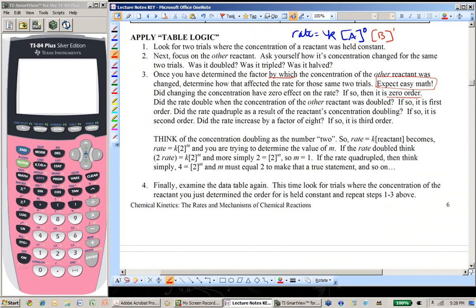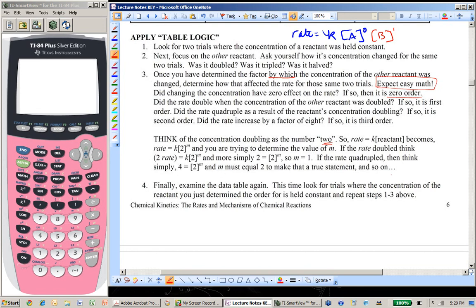Think of the concentration doubling, like I said, as the number 2. That's what I just did for you up top. So rate equals K times the reactant becomes rate equals K times 2, double the reactant. And you're trying to determine the value of M. If the rate doubled, think 2 rates is equal to K, 2, M. More simply, 2 equals 2 to the M power, so M's got to be 1. If the rate quadrupled, then think simply 4 for the rate side is equal to that doubling of the concentration to a power, and that power is M, and it must be equal to 2 to make that a true statement, and so on, and so on.